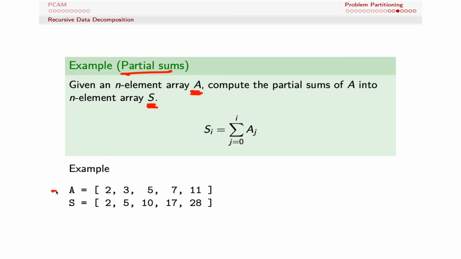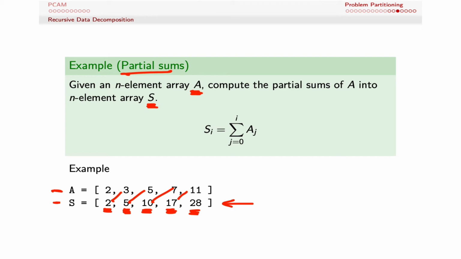We've got our input array A and our output array S. And the first value is just going to be the sum of A of 0. And then we're going to add to that A of 1. So 2 plus 3 gives us 5. We're going to add to that A of 2, which gives us 5 plus 5 or 10. 10 plus 7 is 17. 17 plus 11 is 28. So S contains the partial sums of array A.